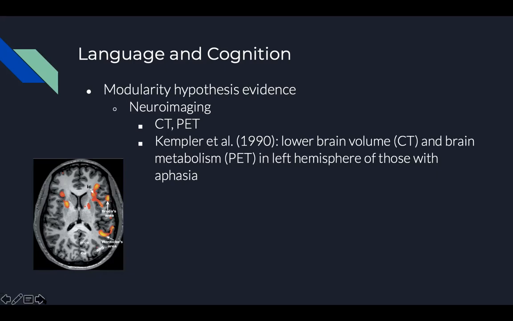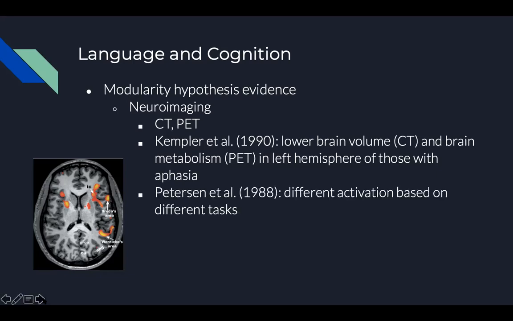And so there's another study, it's kind of considered a classic study now in the neuroimaging aphasia world, but it was conducted by Peterson et al. in 1988. And it was examining the production and comprehension of single words using PET scans.